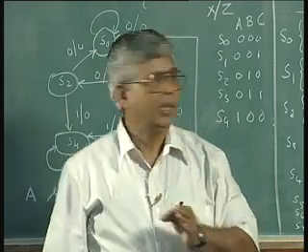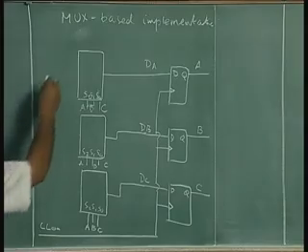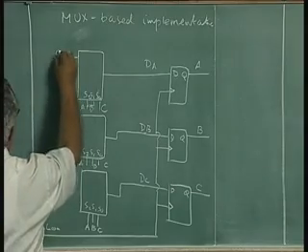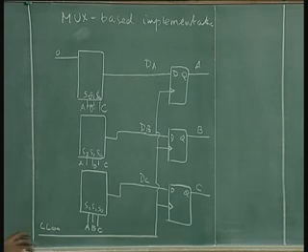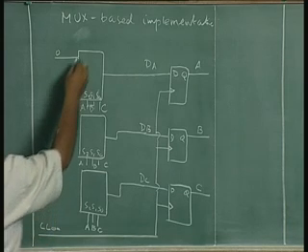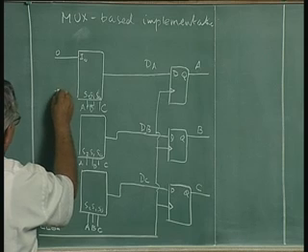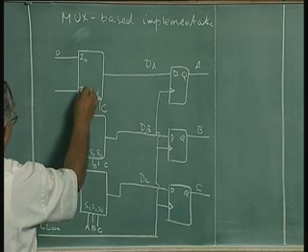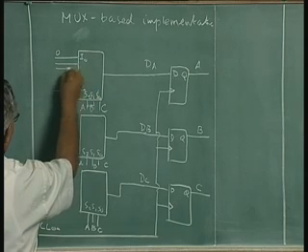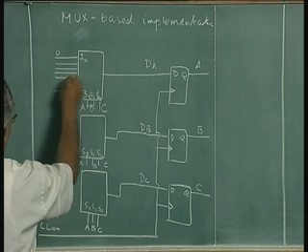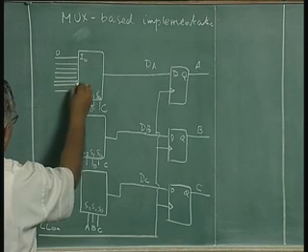Because of that, I can put a 0 here at the first input. How many inputs are there for this 8 to 1 multiplexer? There will be 8. So, we will call these I0 to I7: I0, I1, I2, I3, I4, I5, I6, I7.